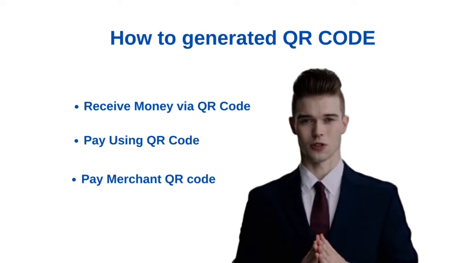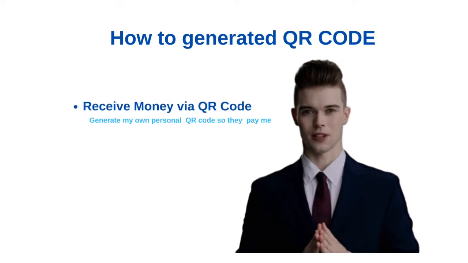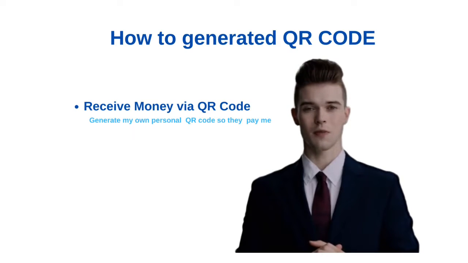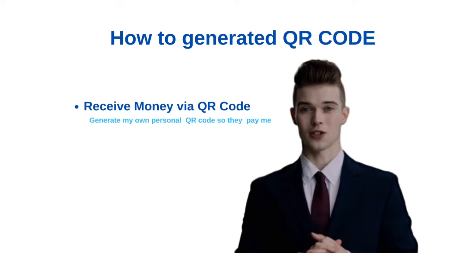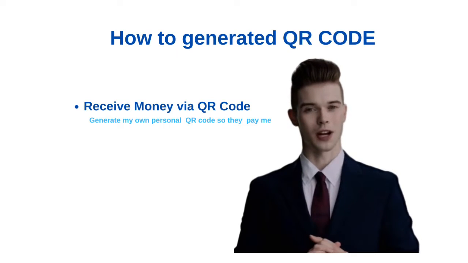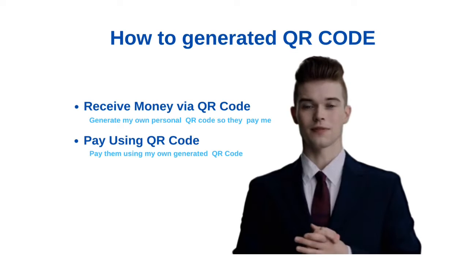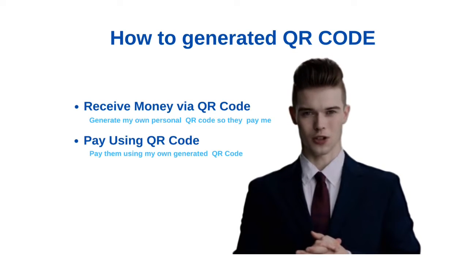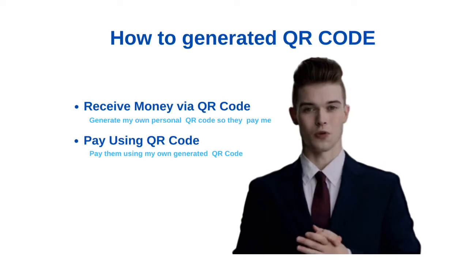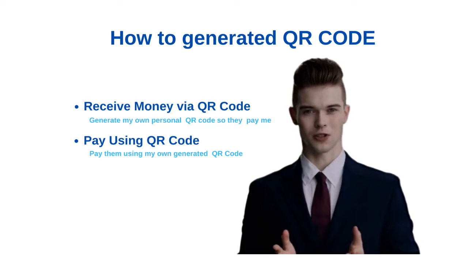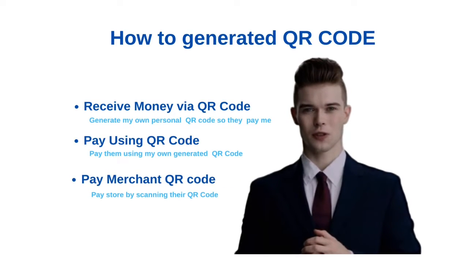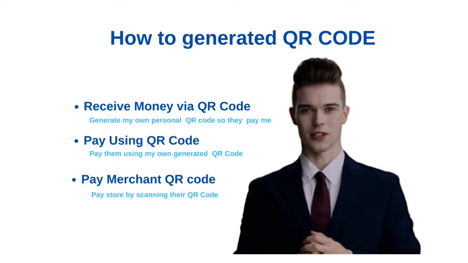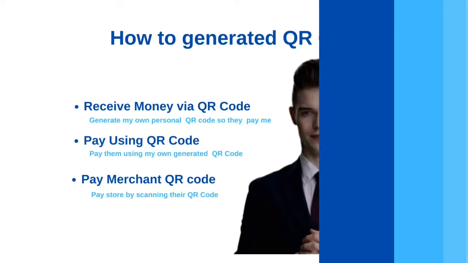In this video you will learn the 3 types of QR code in the GCash app features. Number 1. Receive money via QR code. It means you will be generating a QR code from your GCash app to be scanned by a person that will pay you. Number 2. Is to pay using QR code. This time, you will be generating a code to pay them. And the third one is to pay merchant QR code. This last option is to scan the store QR code to pay the store for the item you want to purchase.